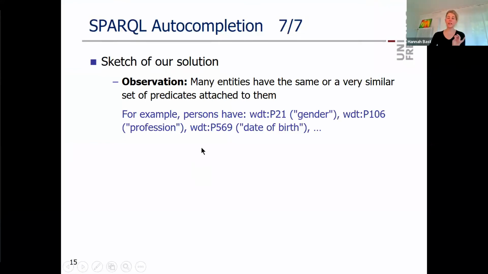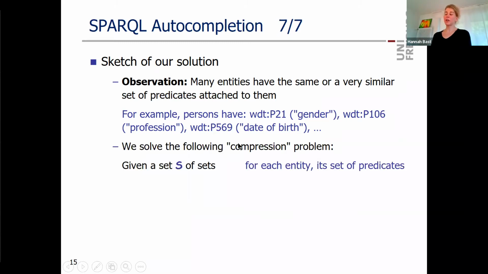Just very quickly, the idea here: if you think about what's in the database, and think about persons, most of them will have the same or a very similar set of predicates. Most people will have gender, profession, date of birth. So to store that information, you don't need to store the whole set. You can just say, here's a set of typical predicates of persons, and I'm just storing that tag with that person. That's the basic idea.